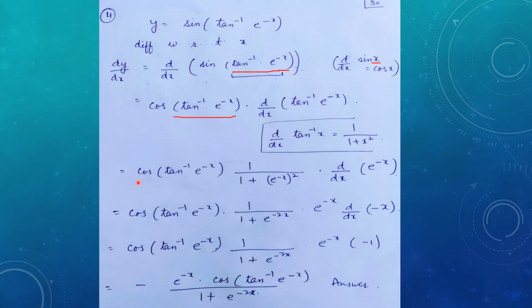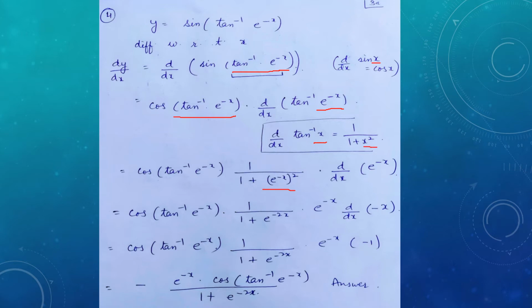Now, what you will write in the answer: cos of tan inverse e power minus x as it is. Again, a formula to be memorized: the derivative of tan inverse x is equal to 1 upon 1 plus x square. Now, when I take the derivative of tan inverse e power minus x, this x here is being substituted by e power minus x. So wherever in this formula I have used x, I will write e power minus x. So what you will get is 1 upon 1 plus e power minus x whole square.